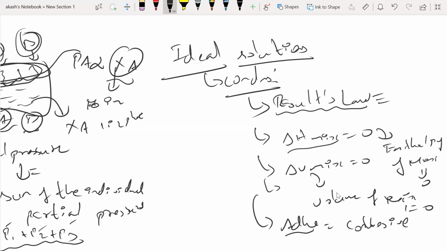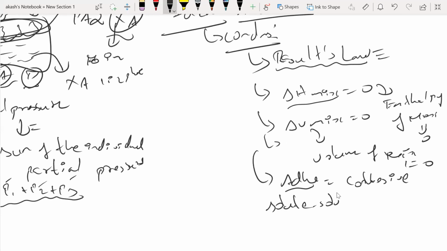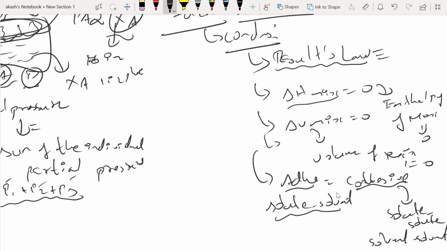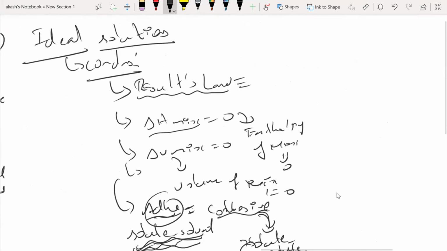Now, what do you mean by an adhesive force? Adhesive force is basically the attraction between solute and solvent. Cohesive is the force between similar particles, similar species: solute-solute, solvent-solvent. But adhesive is between two different particles, solute and solvent. So for an ideal solution, the forces before mixing should be equal to those after mixing. Solute and solvent are separate before mixing. Only after mixing do the solute-solvent interactions come, and these should be equal to solute-solute plus solvent-solvent interactions. Okay, good. So that's about the ideal condition.